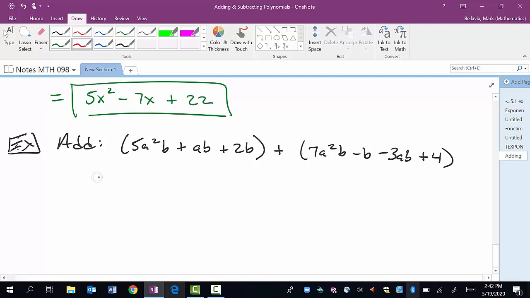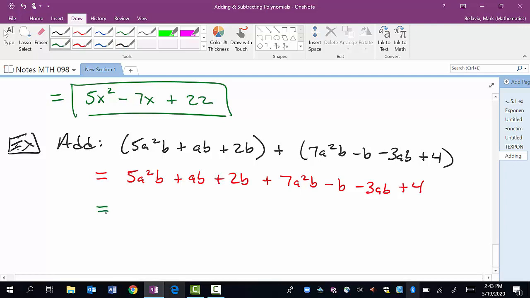So the first thing we want to do is remove parentheses. Removing parentheses from the first one, there's no coefficient to multiply through, so we can just drop those parentheses. You have 5a squared b plus ab plus 2b. Plus here, there's really a positive 1 in front of this. Remember, if there's a positive 1 times anything, it just gives you itself. So you can drop these parentheses and just write what you have. So still need a plus. So plus 7a squared b minus b minus 3ab plus 4.